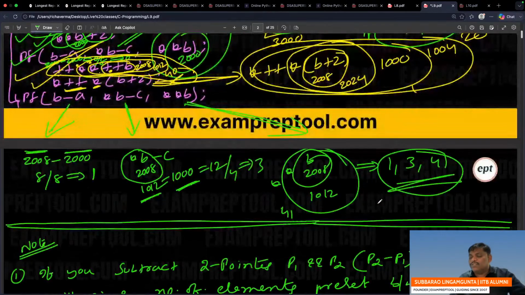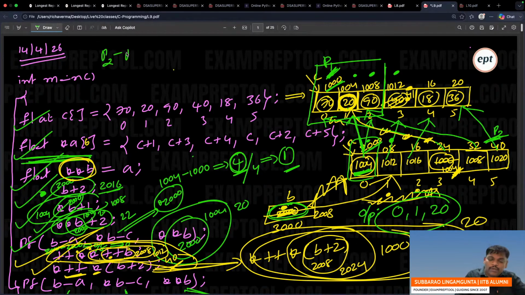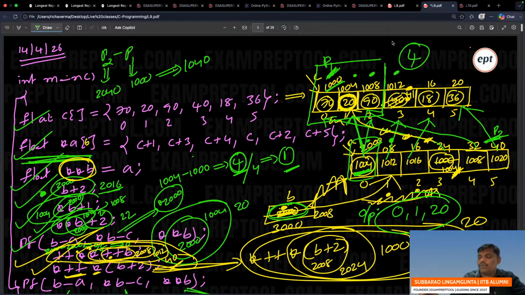There is no meaning in subtracting one pointer from here and one pointer from here. Suppose assume this is P1, P1 is 1000, and assume this is P2. If I do P2 minus P1, P2 is 2040, P1 is 1000, so when you subtract, it becomes 1040. Should I divide by 8 or 4? I don't know, because here one element size is 4 and here one element size is 8. What should I divide by?